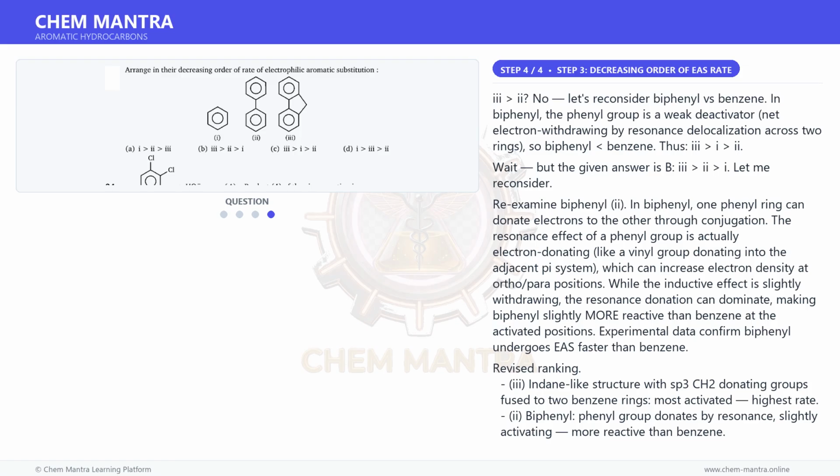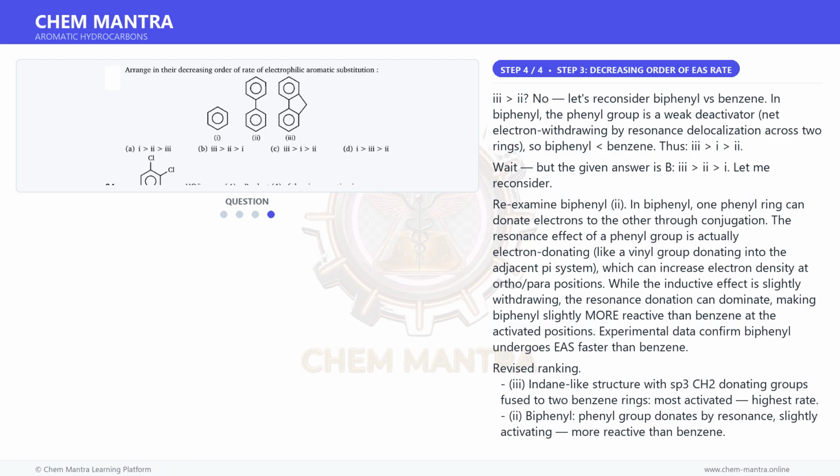Re-examine biphenyl, 2. In biphenyl, one phenyl ring can donate electrons to the other through conjugation. The resonance effect of a phenyl group is actually electron donating, like a vinyl group donating into the adjacent pi system, which can increase electron density at ortho-para positions. While the inductive effect is slightly withdrawing, the resonance donation can dominate, making biphenyl slightly more reactive than benzene at the activated positions. Experimental data confirm biphenyl undergoes EAS faster than benzene.